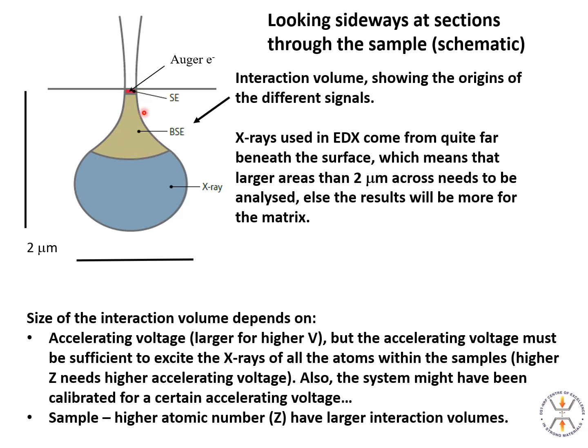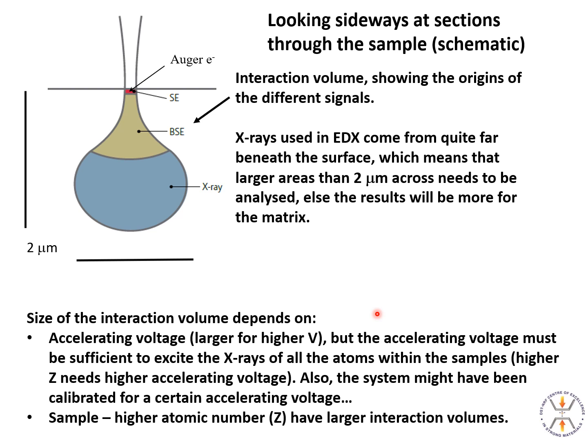Backscattered electrons come from a deeper area, and X-rays come from an even deeper area, and roughly it's 2 microns across and 2 microns deep. So if you're only analysing a small patch, then you're going to be picking up the matrix as well. Okay, now the size of that interaction volume does depend on the accelerating voltage. It's larger for higher accelerating voltage, but you can't just say, okay, we'll turn down the accelerating voltage, because it must be sufficient to excite the X-rays of the samples that are in there.